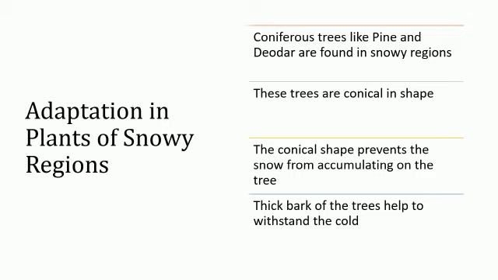Adaptations in plants of snowy regions. Coniferous trees like pine and deodar are found in snowy regions. The branches of these trees are sloping, which gives them a conical shape. Example: you can take the Christmas tree. The conical shape prevents the accumulation of snow on trees. Thick bark helps to withstand the cold.